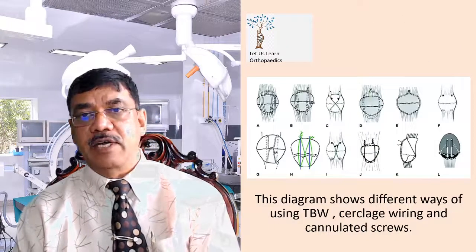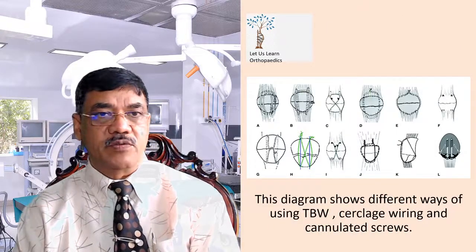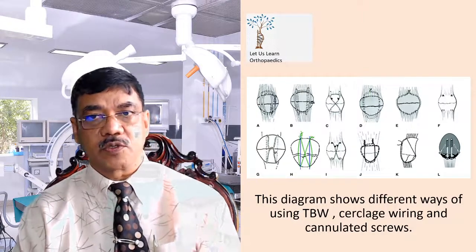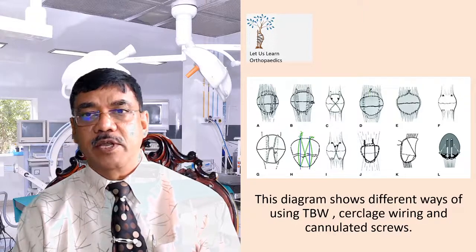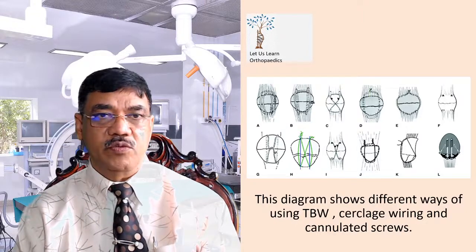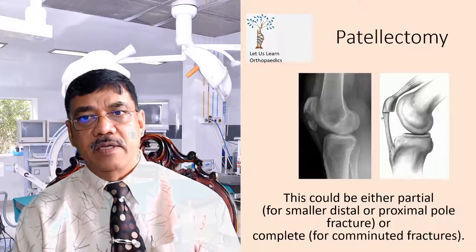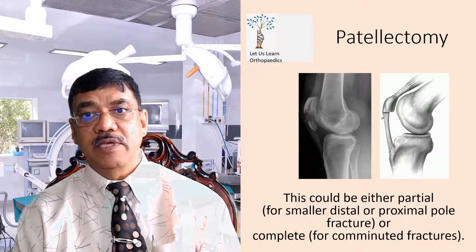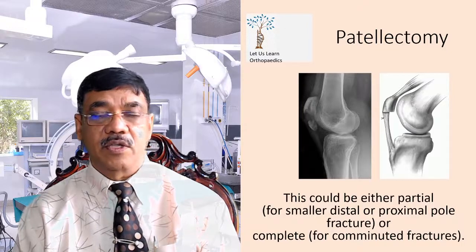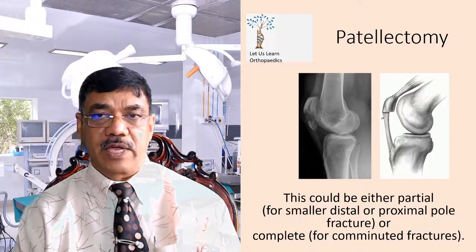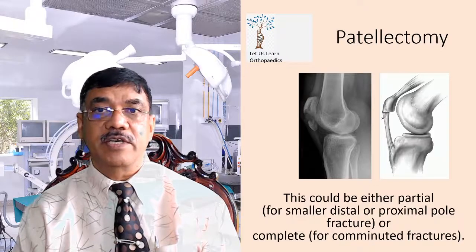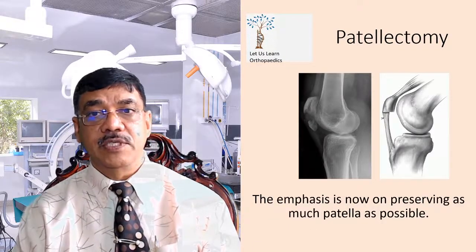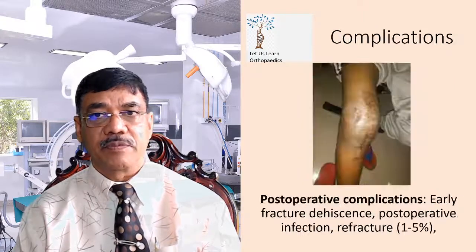Now, this particular diagram shows the different ways of using the tension band wiring technique, the cerclage wiring, and the cannulated screws. So depending upon the situation, you can use one of the methods. Sometimes you need to go for a patellectomy. Now this could be either partial, for a smaller distal or proximal pole fracture, or complete for comminuted fractures. The emphasis is on preserving as much patella as possible.